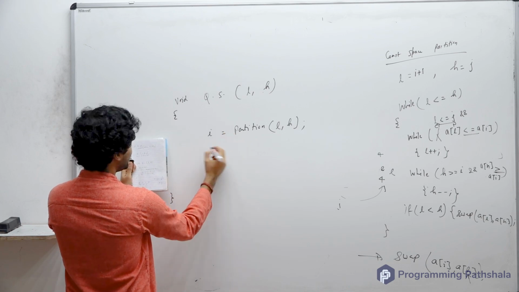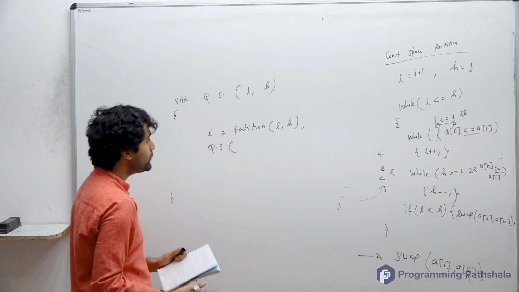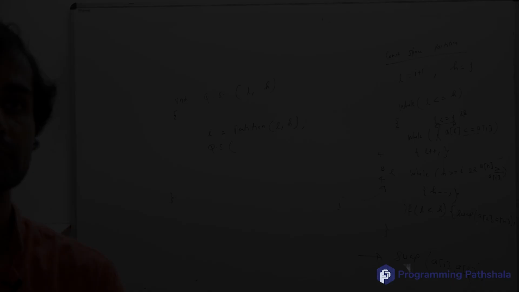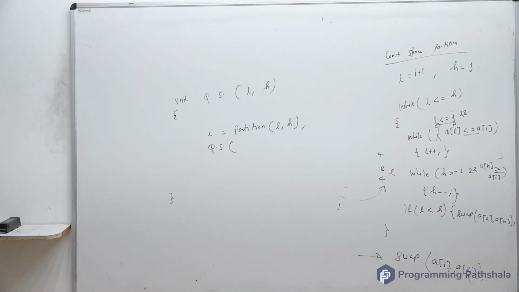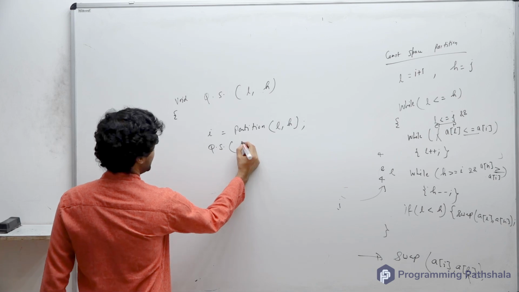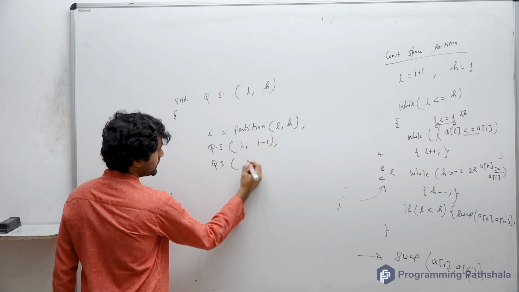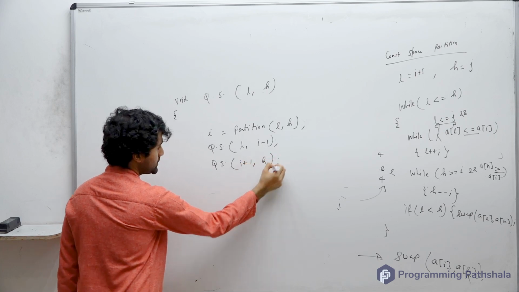Now I can call quicksort for my left part. My left part will vary from where to where? Can you tell me the indices for my left part? What will be the set of indices for my left part? Yeah, it will be L to I minus 1. And for the right part it will be I plus 1 to H.